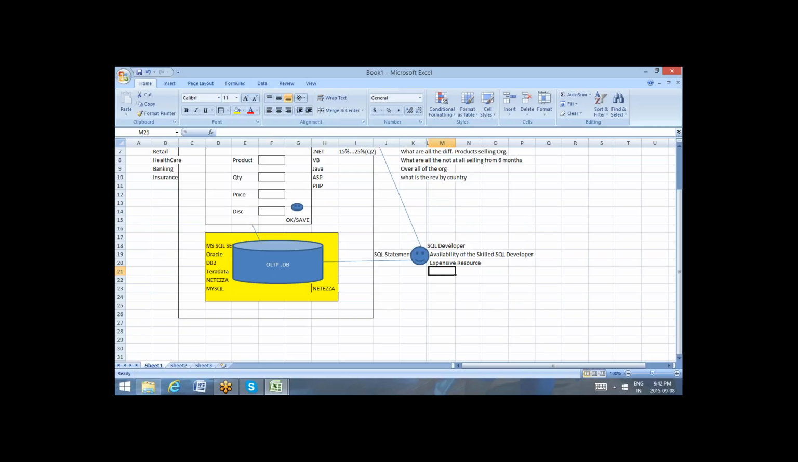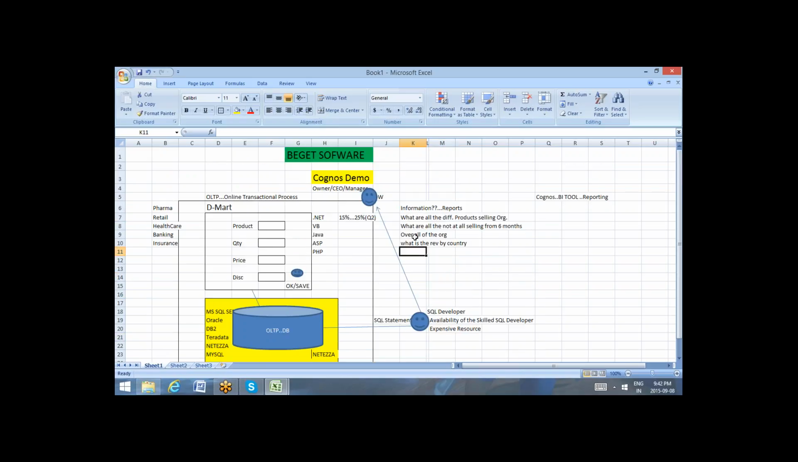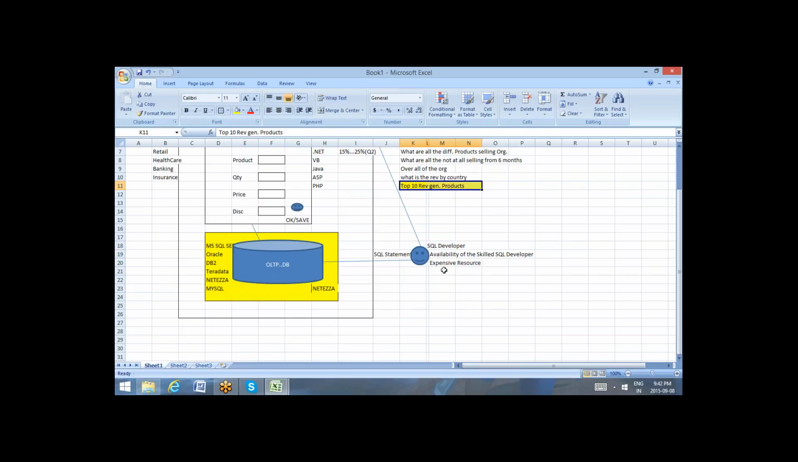Even if this person is ready to pay whatever package the SQL developer is requesting or demanding, then in order to generate this information, maybe he wants to have the top 10 revenue generating products. He wants to see the top 10 revenue generating products. So if you ask for this information, since this expensive SQL developer needs to write queries manually and represent the data in a useful format, he is going to take a longer time, maybe 1 week, 10 days or 2 weeks, because manually you need to write a lot of programs to retrieve the data and display it in this form. So it is going to be a longer delivery time. That is a problem we are going to face: longer delivery time.